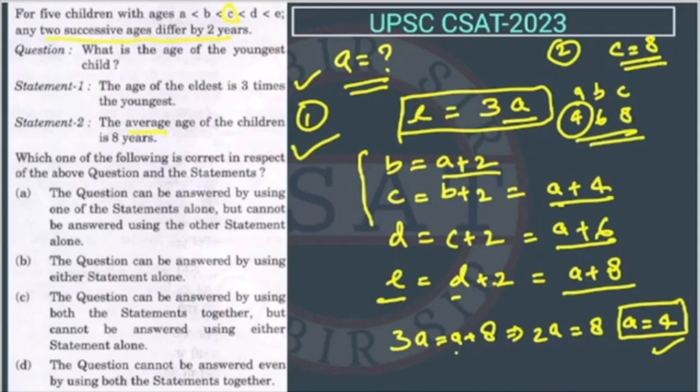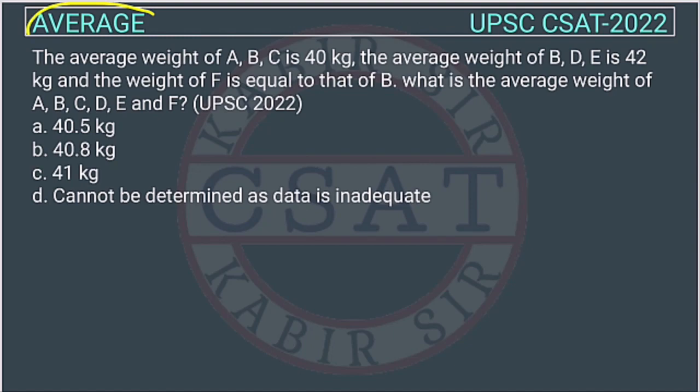So the answer will be, the question can be answered by using one of the statements alone. So this is B, the question can be answered by using either statement alone, right. So the answer will be option B. This is the question of average asked in UPSC CSAT exam 2022.